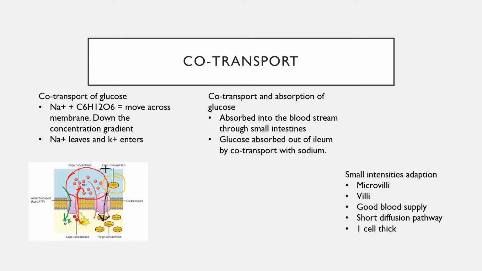Small intestine adaptations. Well, you have microvilli, which increase the surface area. A good blood supply, a short diffusion pathway, and it's 1 cell thick. Now, an example related to co-transport would be cyanide, which is a respiratory inhibitor. So, without respiration, no ATP can be produced. If no ATP can be produced, then co-transport can't occur. If co-transport can't occur, then the organism will die. So it shows the role that co-transport has in the body.